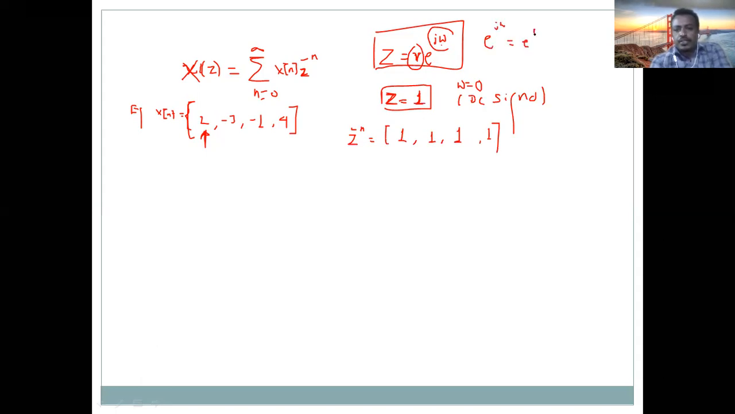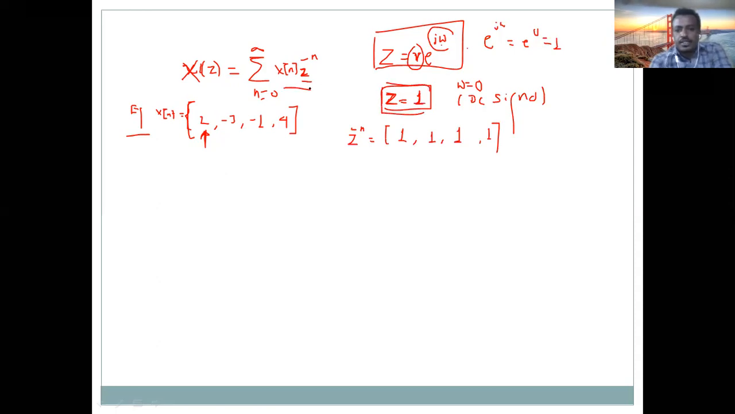When frequency is 0, e raised to 0 is what? It is 1. Okay, so a DC signal with frequency 0. Now let's do this transformation, Z transform. This is our sequence x of n. Now Z is a DC signal with frequency 1.